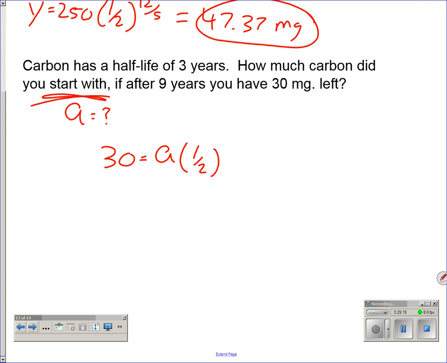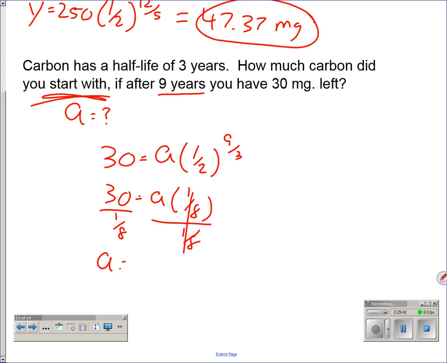1/2. The amount of years that pass is 9, and our half-life is 3. So what's that? 30 equals A times, is that 1/8? And then divide both sides by 1/8. So, is it 240? What do y'all think?